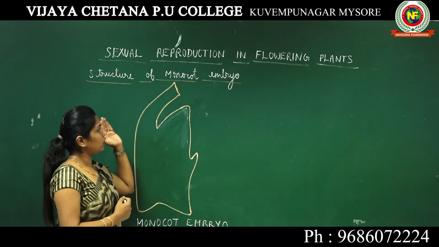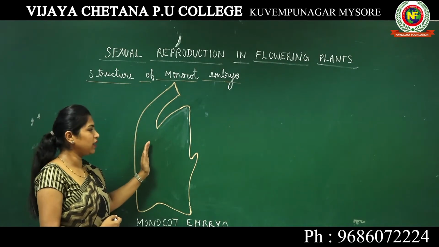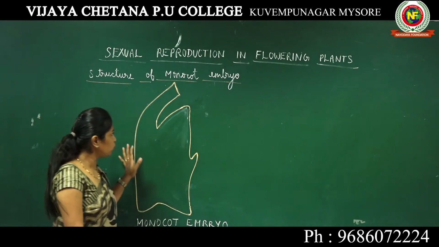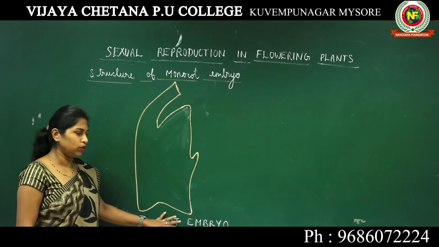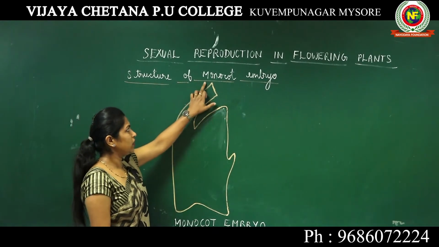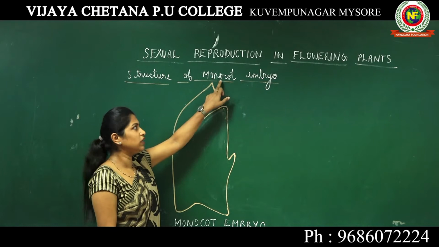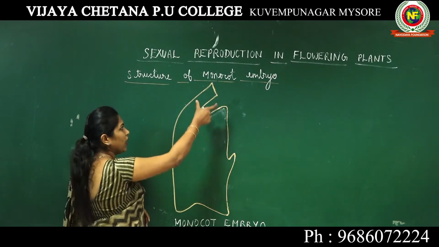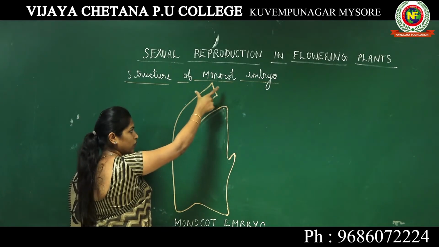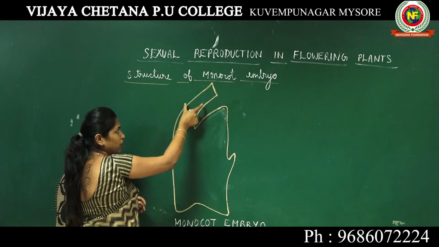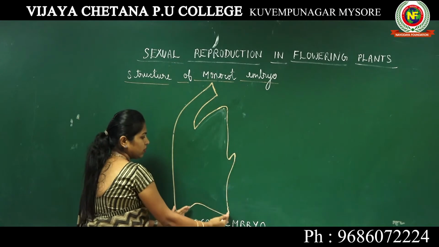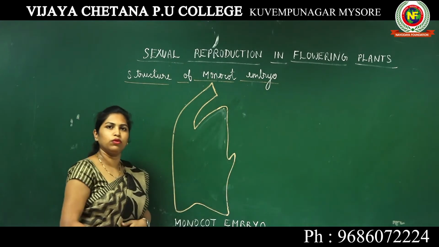When I draw the diagram, you can compare it with the dicot embryo which was drawn in the previous class. Okay, so in outline, the monocot embryo appears like this. As the name itself indicates, monocot means a single cotyledon. And where is the cotyledon? This part of the embryo is known as cotyledon, whereas the rest of the part is known as embryonal axis.